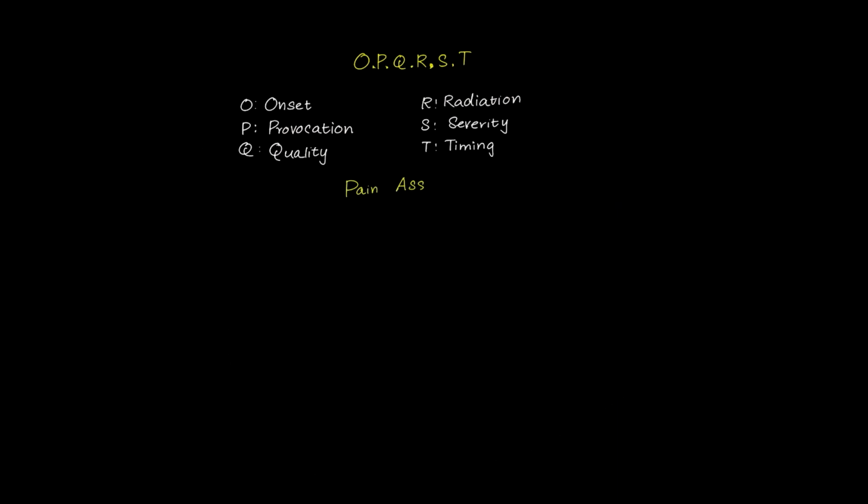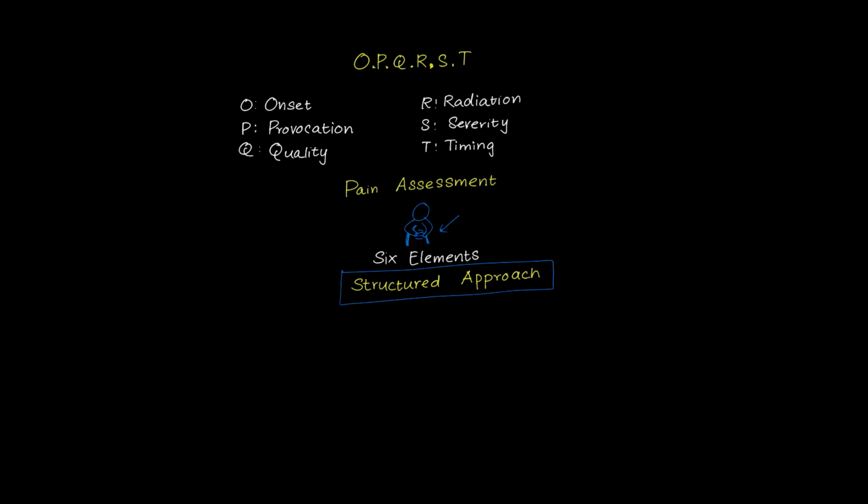Pain assessment gets a dedicated acronym in the study guide, OPQRST. Each letter covers a specific piece of the pain picture. Onset, when did it start? Provocation, what makes it better or worse? Quality, what does it feel like? Radiation, where does it travel? Severity, how intense is it? Timing, when does it happen? The 6 elements together build a full structured pain assessment.